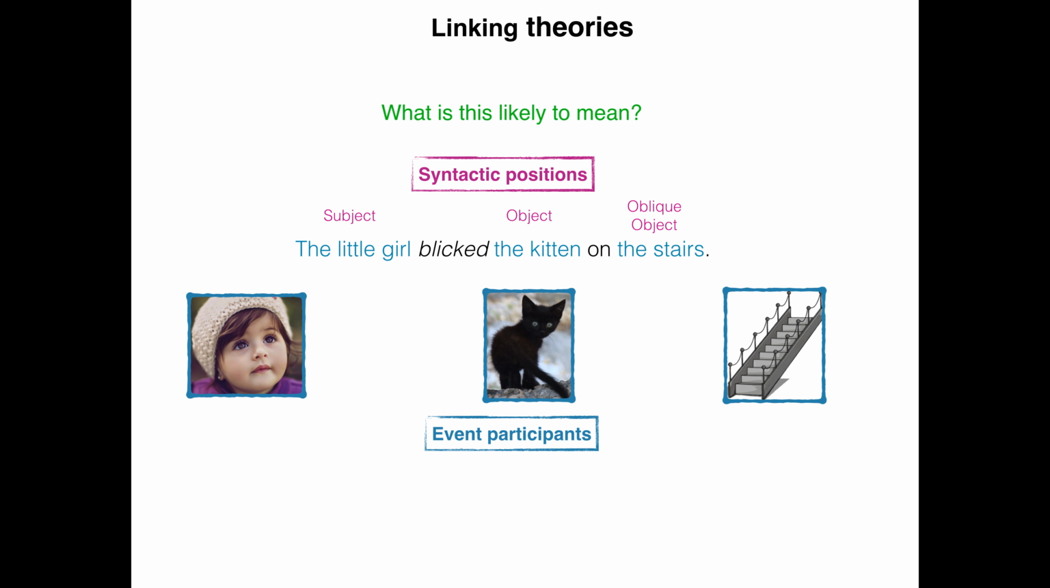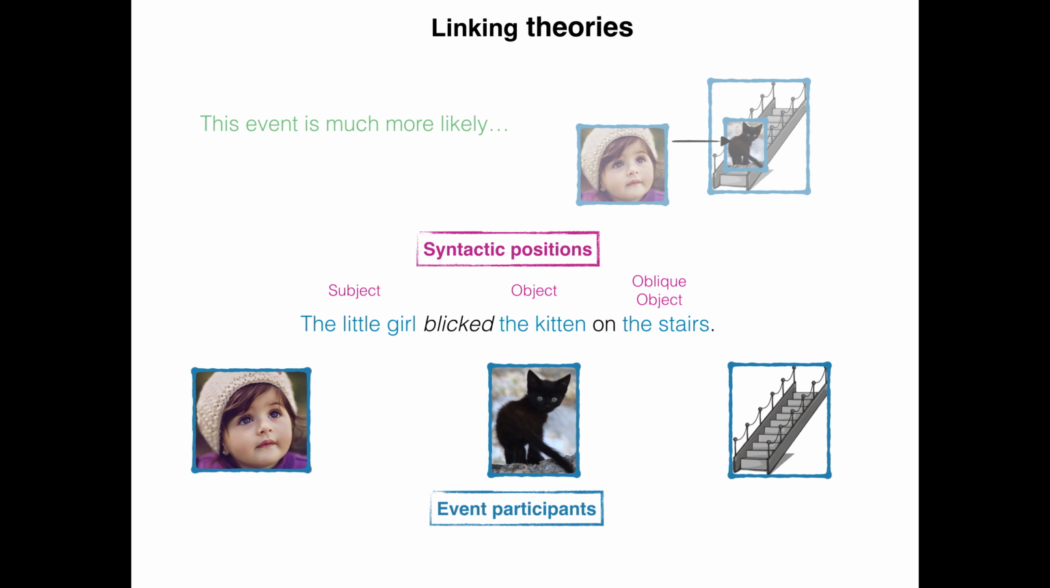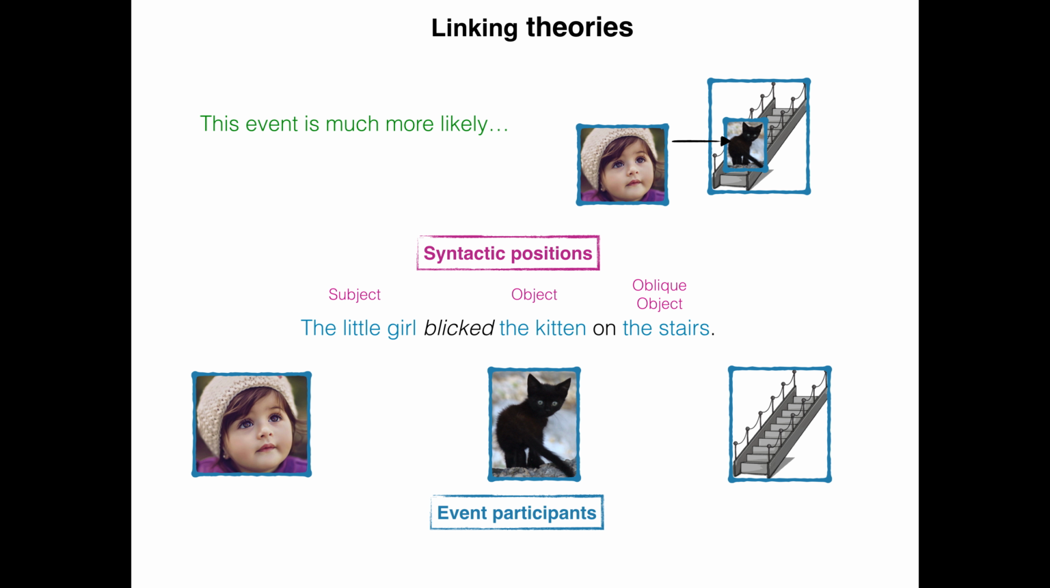We also, as adults, know the syntactic positions that these things are appearing in. We know what comes before the verb is a subject-y thing. What comes after the verb in English is an object-y thing. What comes after a preposition is an oblique object-y thing, right? So we now have some knowledge about these syntactic positions. And because of this, we are able to interpret the little girl blicked the kitten on the stairs as corresponding to this event of a little girl doing something to a kitten and that event happening on the stairs.